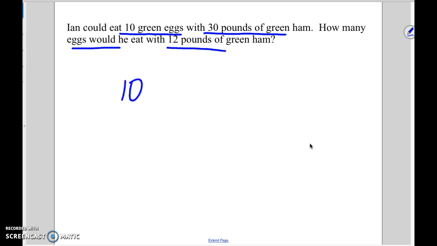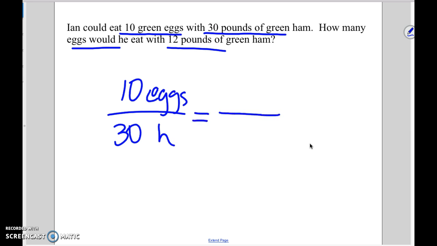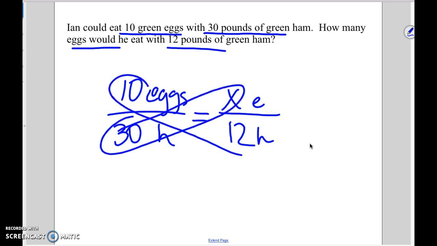So if we put 10 green eggs with 30 pounds of ham, then it wants to know how many eggs for 12 pounds of ham. That's what we're trying to figure out. Okay, so when you do this, you'll cross multiply, but I want you to notice before we do that, if x is on the top here, eggs needs to be on the top here. If ham is on the bottom here, ham needs to be on the bottom here. So I hope that you did that before I started doing it. But if not, then I want you to pause it and go ahead and work this out.